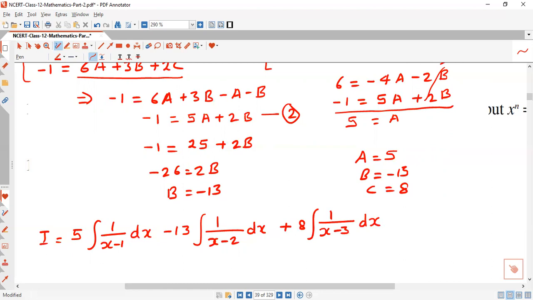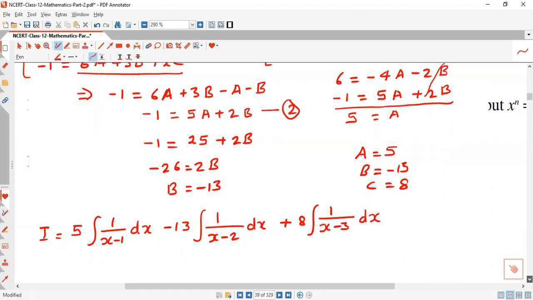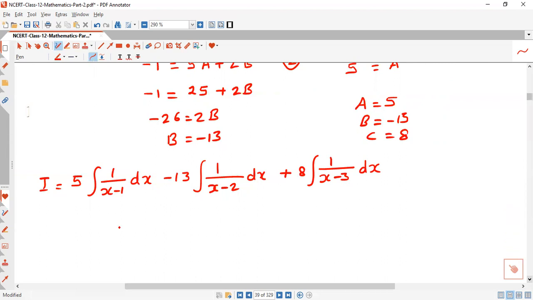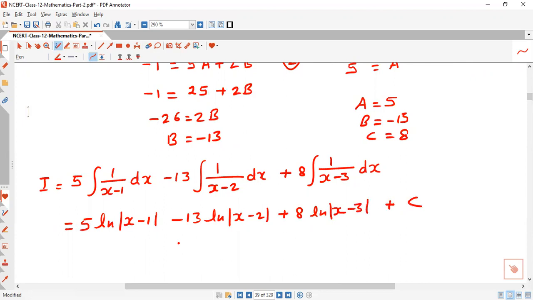Taking integration on both sides, this will give you the integration 5 log of mod x minus 1 minus 13 log of mod x minus 2 plus 8 log of mod x minus 3 plus some constant c. This is the answer of the integration.